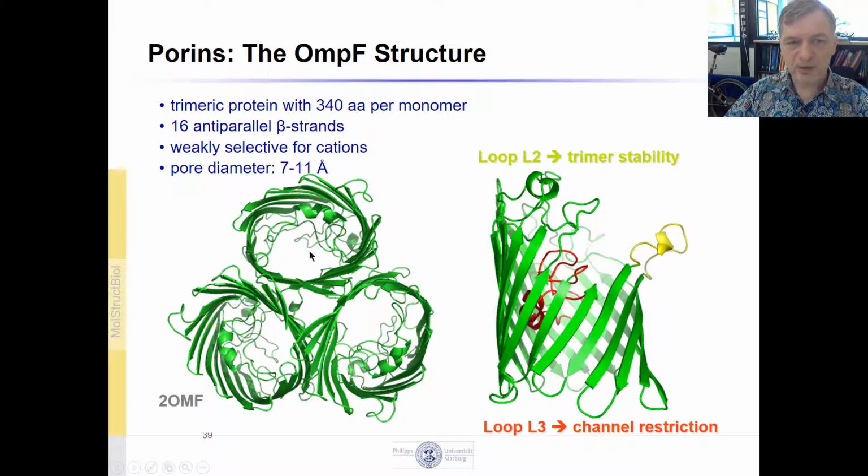Very stable trimer. It's surviving even an SDS page. It migrates in SDS page as a trimer unless you boil the sample up. Then it migrates as a monomer. Apart from that, we have here some loops. The function is mostly to let metabolites pass through. Everything up to a molecular mass of about 600 Dalton can pass through. It's a bit selective for cations, but only very weakly selective, so anions can also pass.